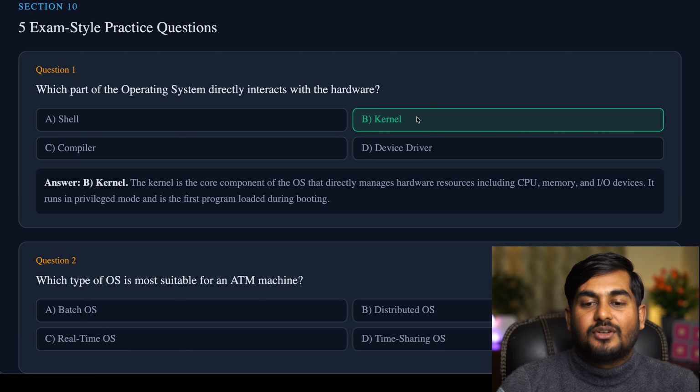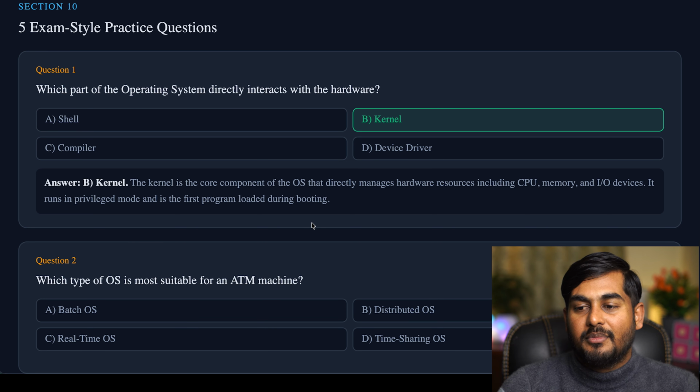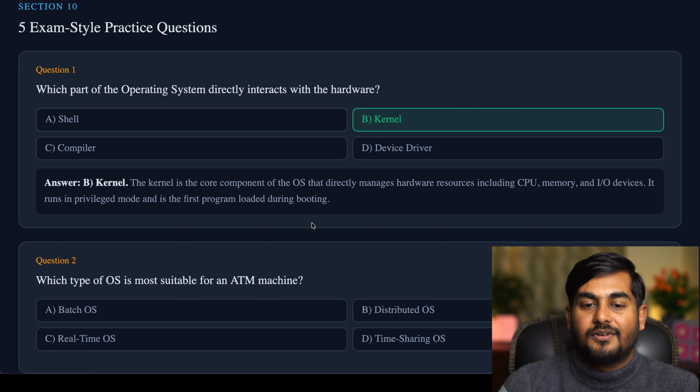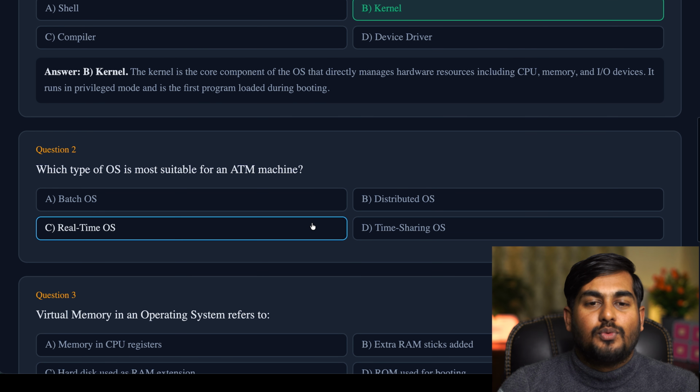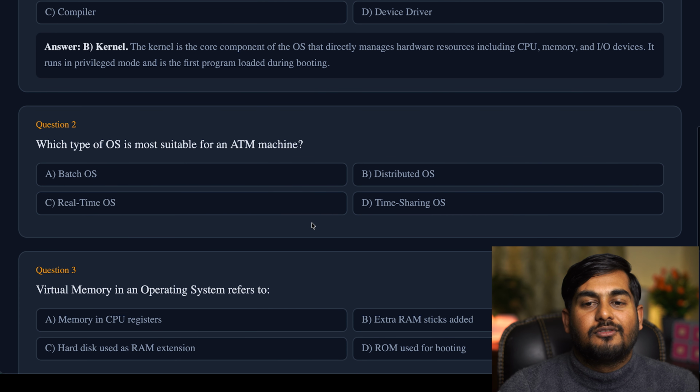The kernel is the core component of the OS that directly manages hardware resources including CPU, memory, and I/O devices. It runs in privileged mode and is the first program loaded during the booting. Next question is which type of OS is most suitable for an ATM machine?